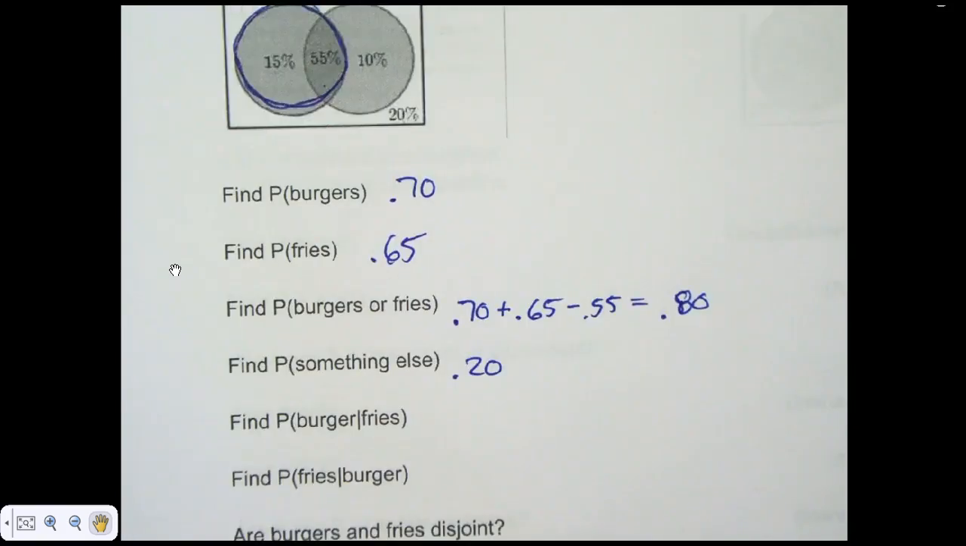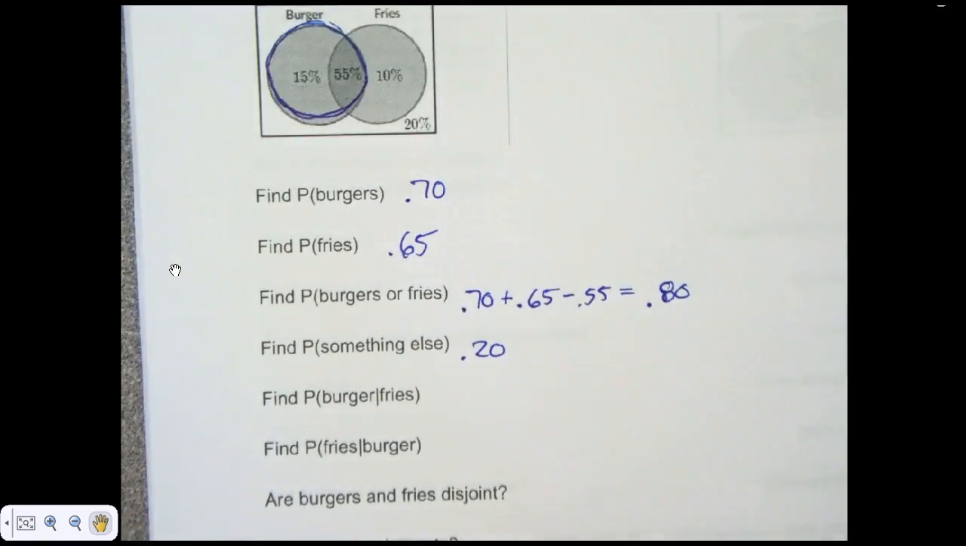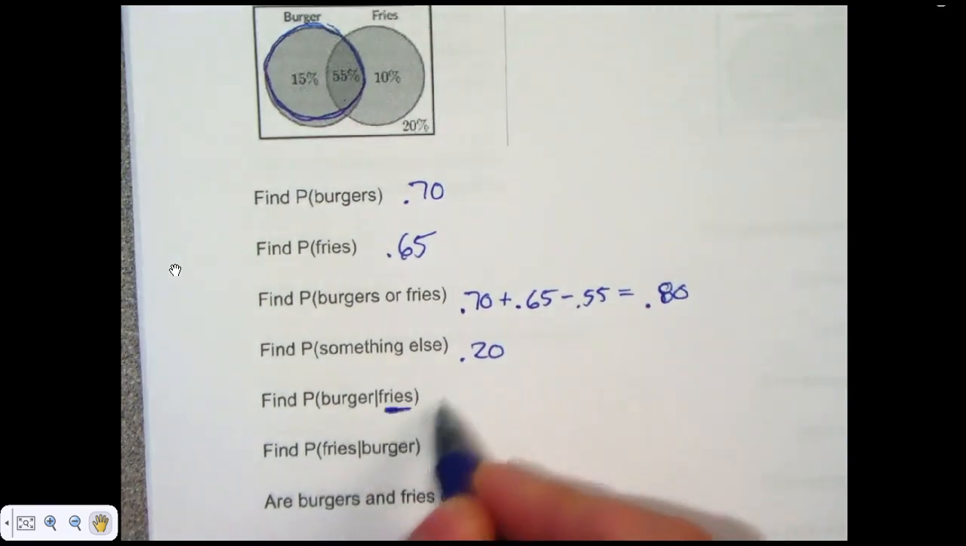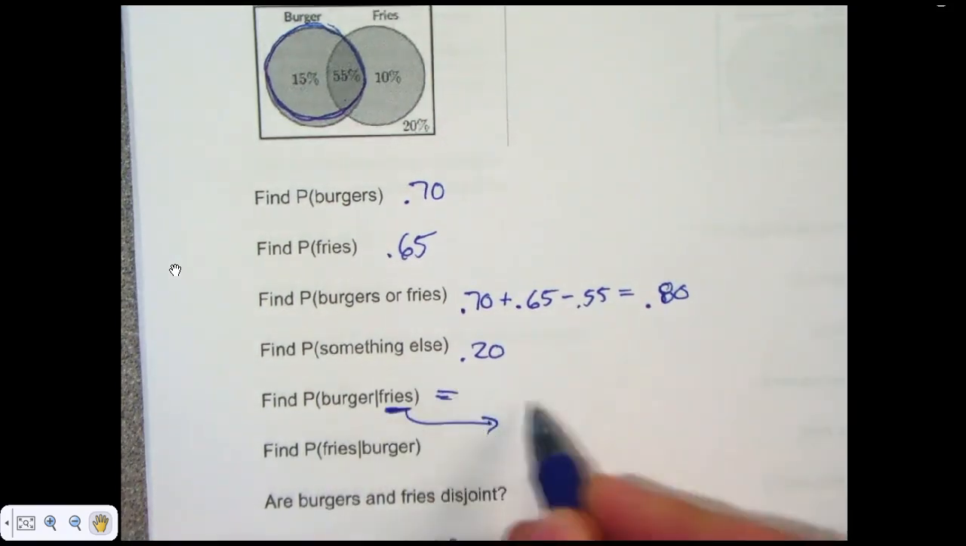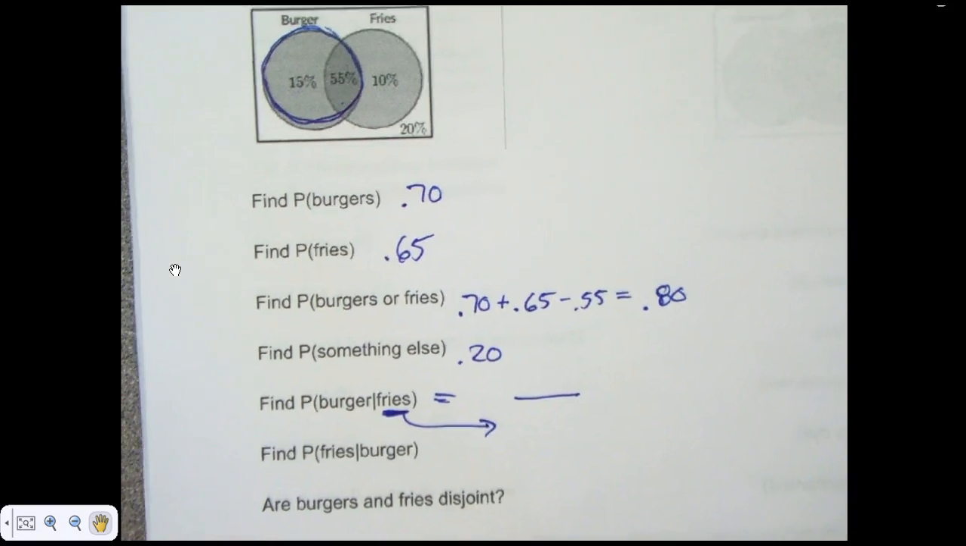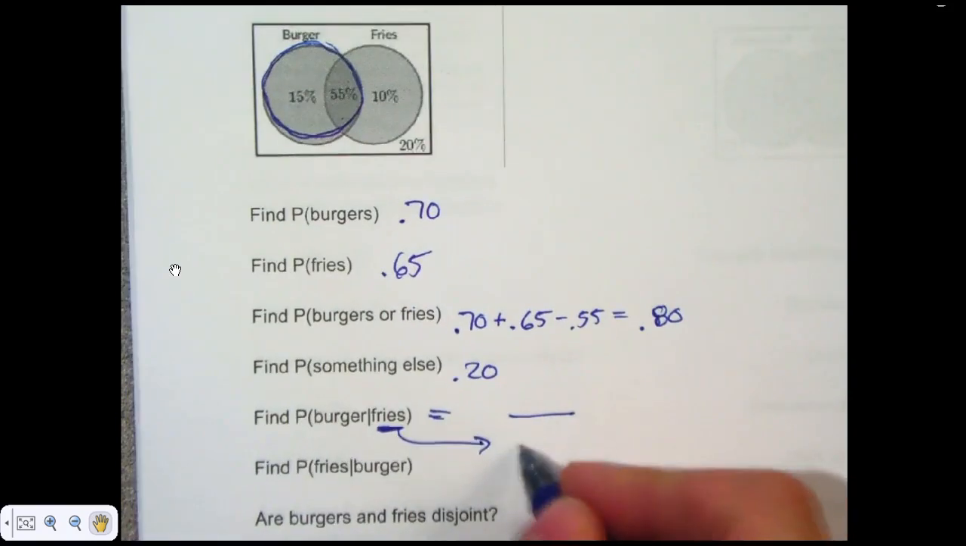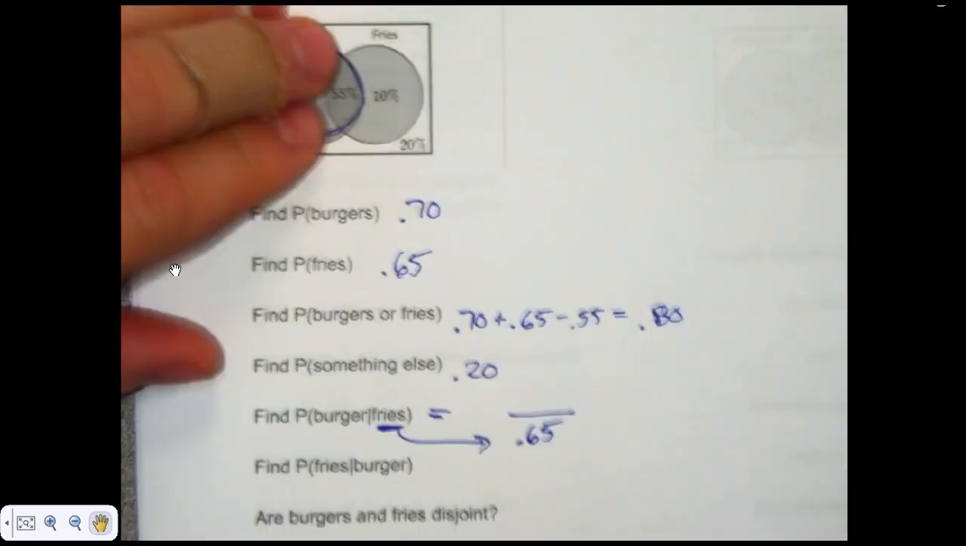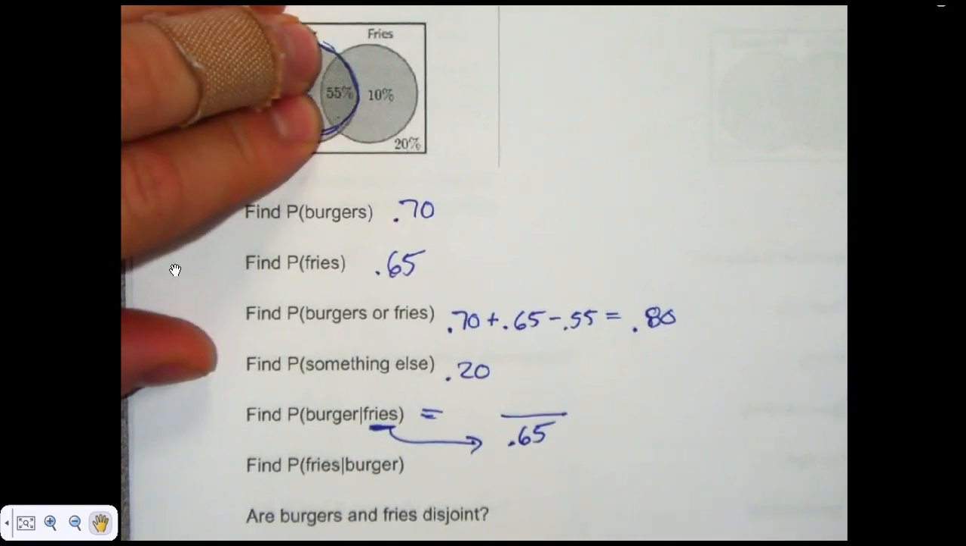And then we're given one in the Venn diagram. So the probability of burger given fries. Fries is what you know. That goes on the bottom of your fraction right away. So what's the probability of fries? 0.65. And then if we're in that fries circle, what percent of the time did we get a burger? 0.5. Then divide those. Does that make sense where I'm getting the numbers from?